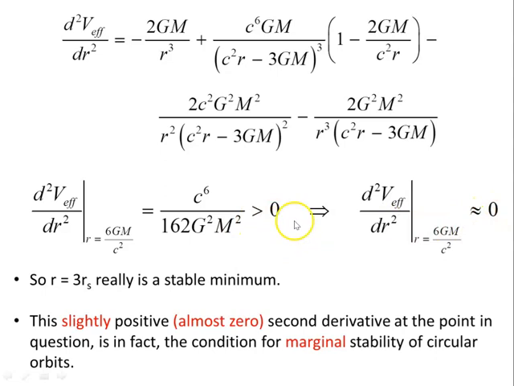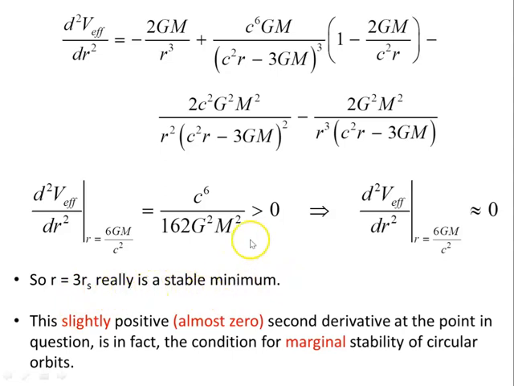And because it's not exactly 0, we have to talk in terms of marginal stability. But when dealing with black holes, whether it's the Schwarzschild one or the Kerr one later on, you're going to find that this quantity is so small that it's effectively approximately 0. And so what that's telling us is that at r equals 3 times the Schwarzschild radius, we really have a stable minimum. The innermost stable circular orbit occurs at that value, 3rs, which is 6GM on c squared.